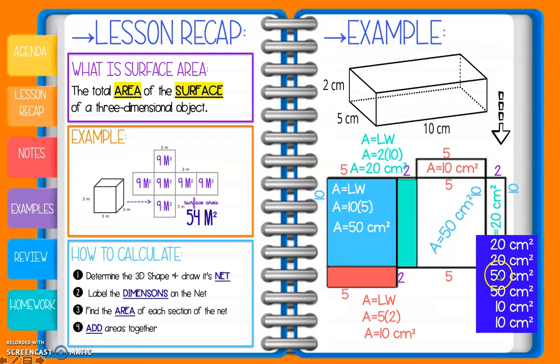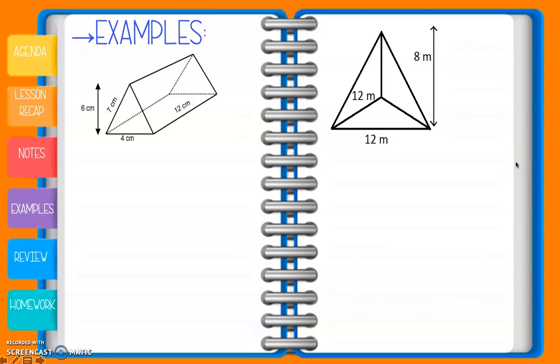I had 50 for the back, 50 for the front, 10 for the top, 10 for the bottom. When I add them all up, I get that the surface area is 160 centimeters squared. All right, so let's take a look at a few different, more 3D shapes, okay?